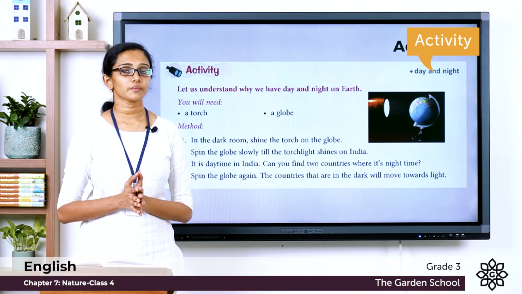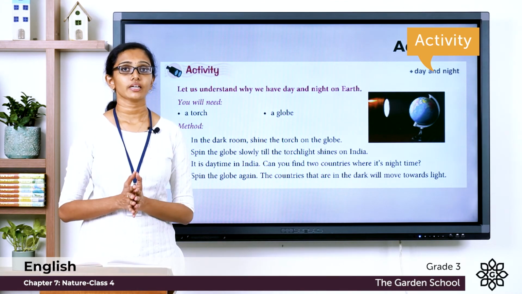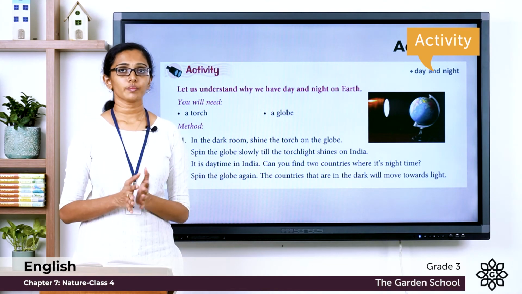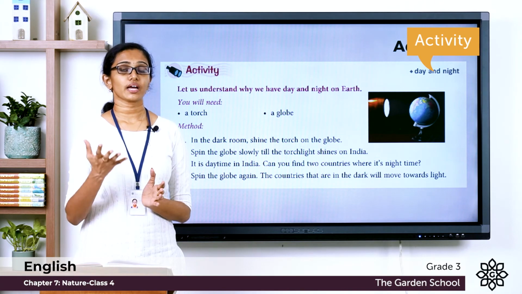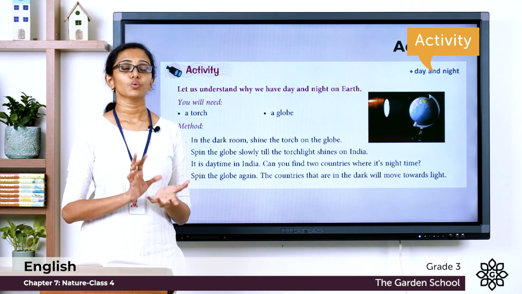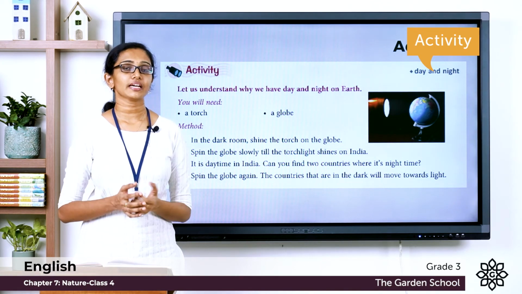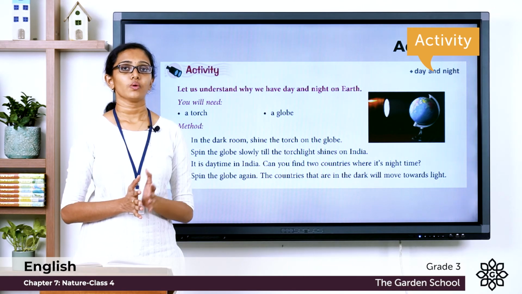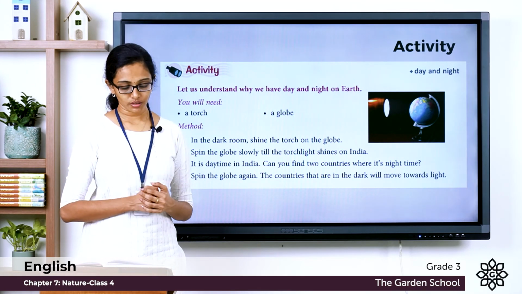So with this experiment, you can easily find out which are the countries that will have night when it is daytime in India. Now you keep spinning the globe and you'll see that the countries which were in dark, or the countries which are having night time, will move towards daytime or daylight. So this is a simple experiment that will help you to understand better how day or night is happening. Let's move on to the next part.